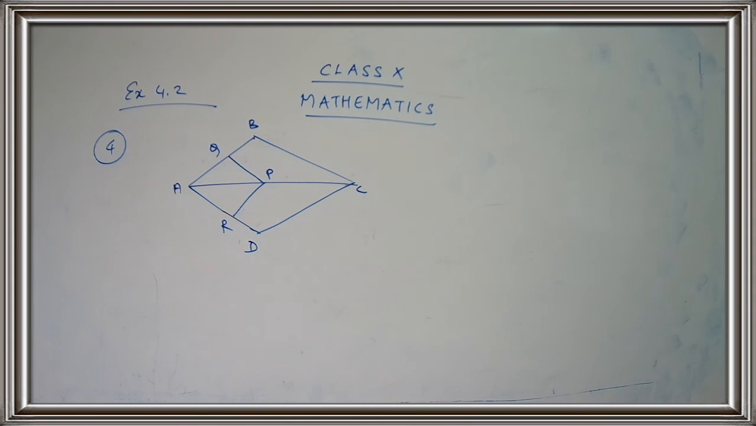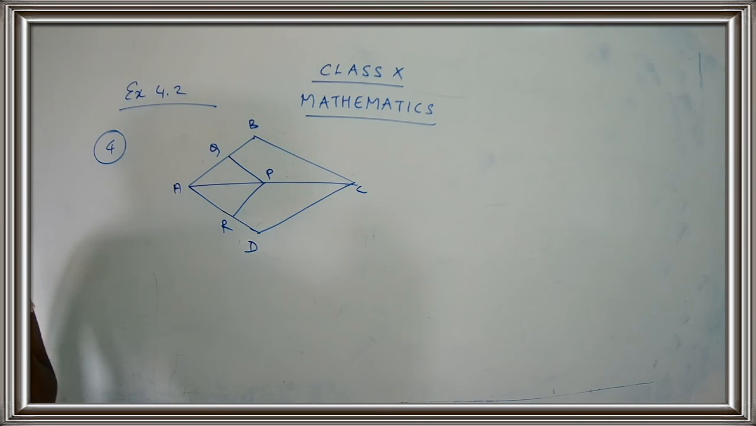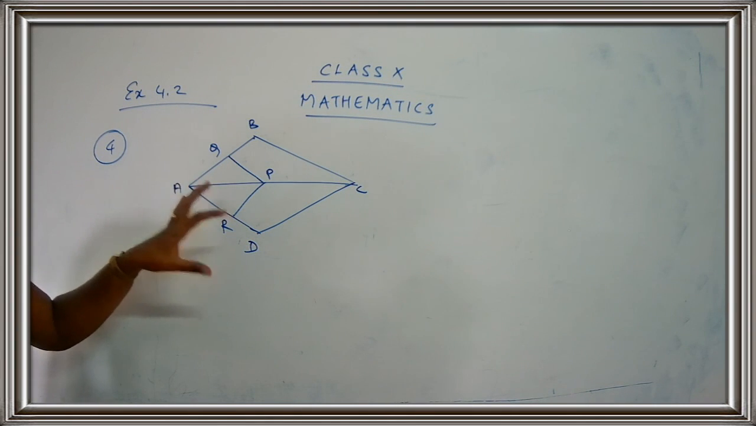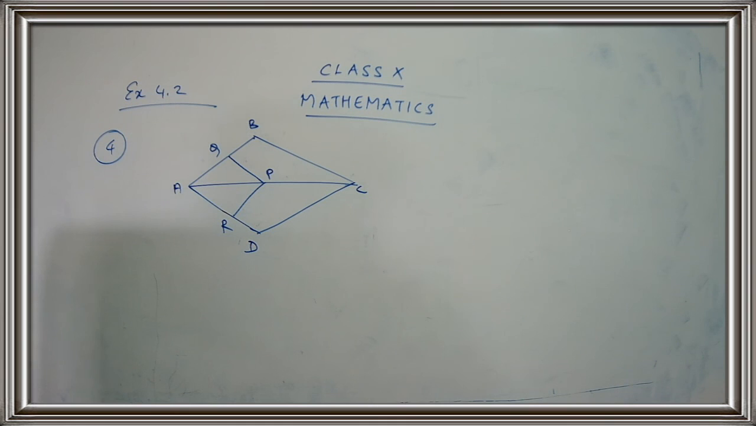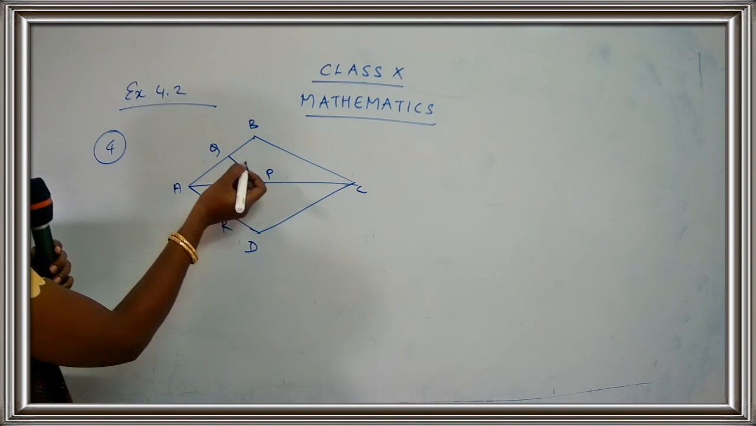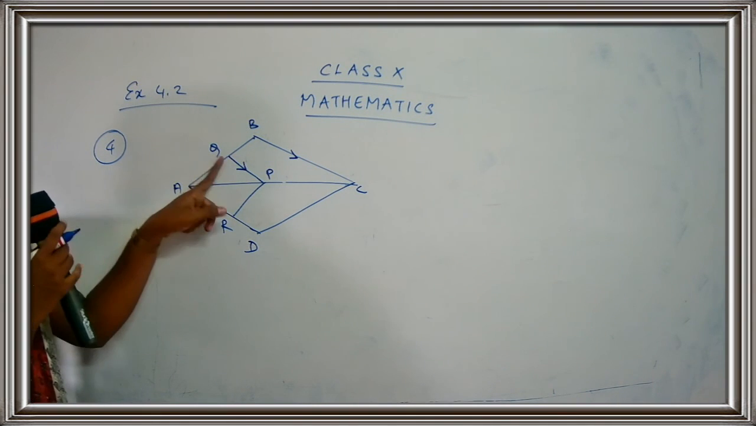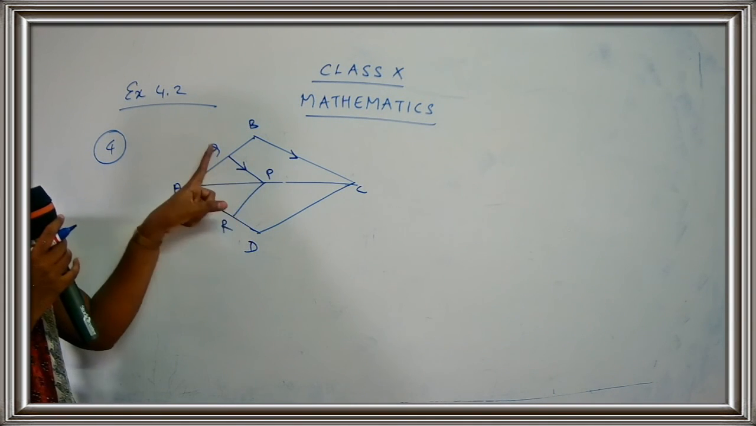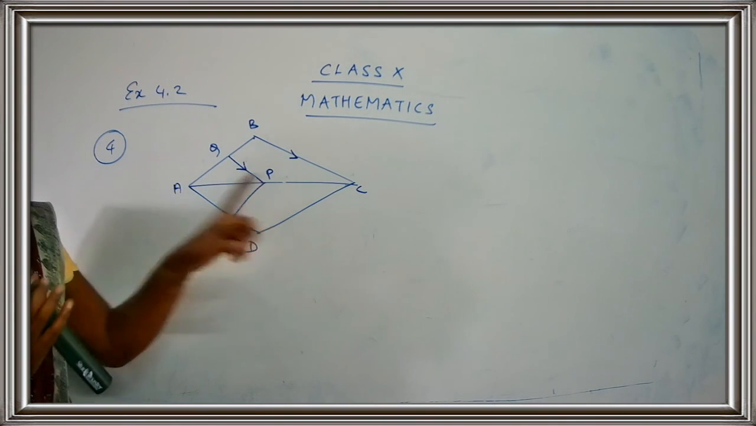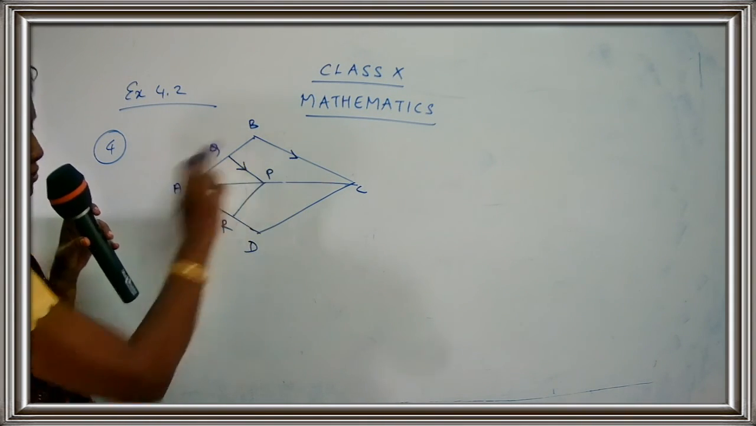I hope you people have completed your figure. Shall we go with the sum? Before we start the proof part, let us read the question once again. Let us check whether we get some information from the question. In this figure, PQ is parallel to BC. I have told you how to write the symbol for parallel. The symbol shows that PQ and BC are parallel.